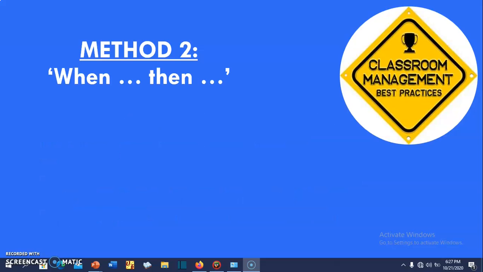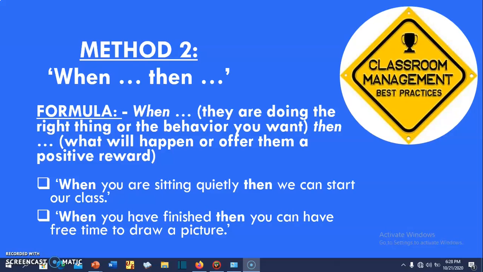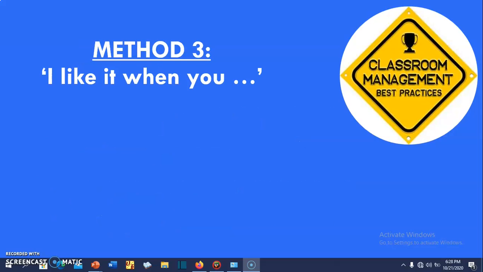Method 2, when and then. The formula, after when, use these expressions about what they are doing, the right thing or the behavior you want, and then what will happen, or offer them a positive reward. Let's see this with examples. When you are sitting quietly, then we can start our class. When you have finished, then you can have free time to draw a picture, to have a break, you can say.